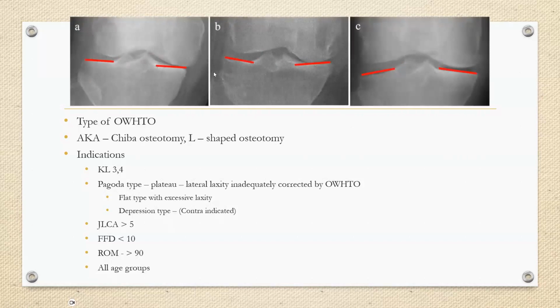So these are the types of tibial plateau, classified as flat or depressed, where the contact surfaces are towards the middle of the tibia, or pagoda type, where they are directed away from the tibia.